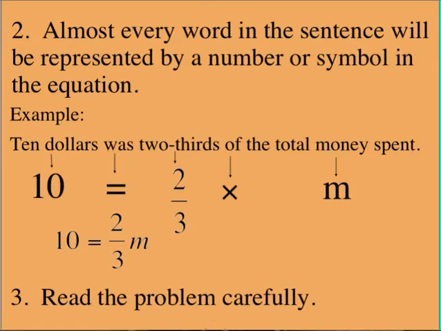And so I just have one short example here. It says almost every word in the sentence will be represented by a number or symbol in the equation. So for example, I wrote $10 was 2/3 of the total money spent. So the 10 is represented by 10, was is the equal sign, 2/3 of, this is where it represents multiplication, and then just total money spent. So then it looks like 10 equals 2/3 times m. And then just make sure you are reading the problem carefully and that your equation makes sense, and that your answers also make sense.